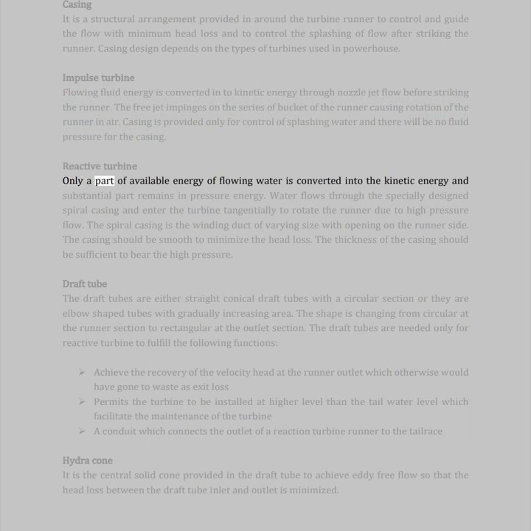Reactive turbine. Only a part of available energy of flowing water is converted into kinetic energy and a substantial part remains in pressure energy. Water flows through the specially designed spiral casing and enters the turbine tangentially to rotate the runner due to high pressure flow. The spiral casing is the winding duct of varying size with opening on the runner side. The casing should be smooth to minimize the head loss. The thickness of the casing should be sufficient to bear the high pressure.